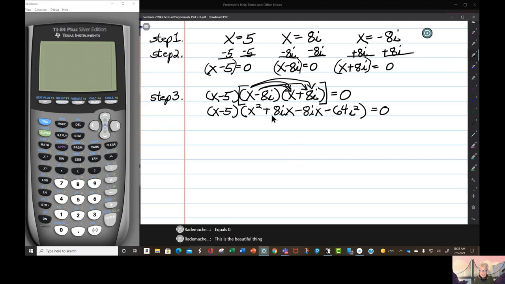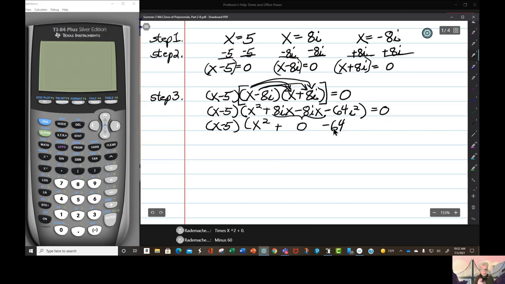This is the beautiful thing that happens right here. 8ix minus 8ix is 0. Don't tell anybody. x minus 5 times x squared plus 0 minus 64. You have to remember now, i squared always equals negative 1. So times negative 1 equals 0. So we're going to have x minus 5 times x squared plus 64 equals 0.